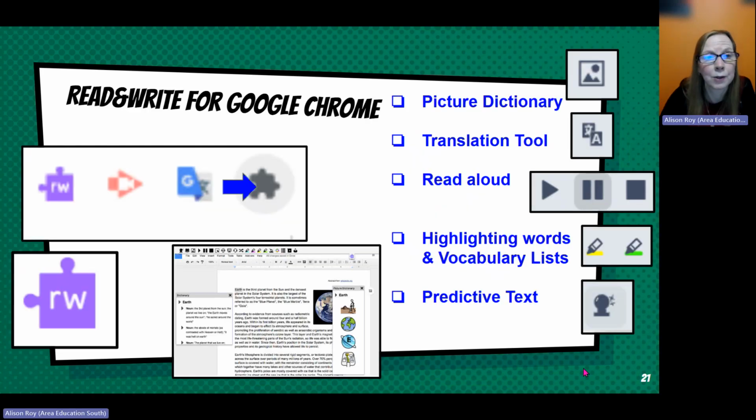Okay, the other tools that I'd like to look at just before we move on is Read and Write for Google Chrome. These tools are not specifically for EAL pupils, but they have many functions that really benefit our EAL pupils. Many of you might be familiar with Read and Write for Google Chrome and supporting students with their literacy. So we're just going to look at a couple of the functions that are particularly useful for EAL pupils.